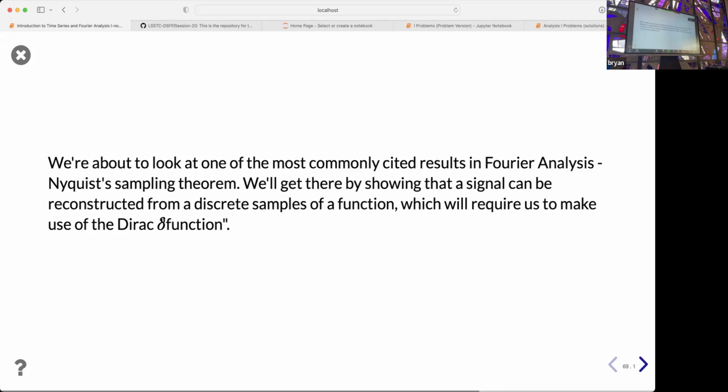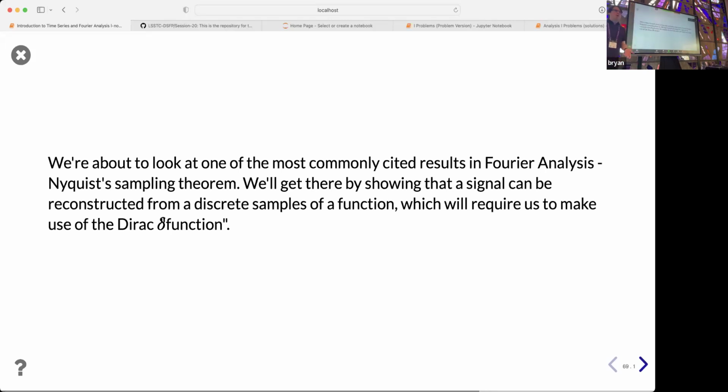So ultimately, we're not gonna quite derive it, but I'm gonna give you the statement of the sampling theorem. We're gonna get there by showing that a signal can be reconstructed from a discrete set of samples of a function. And so we're gonna need some function called the Dirac delta. It'll actually be sums of Dirac deltas that will allow us to sample functions, right?